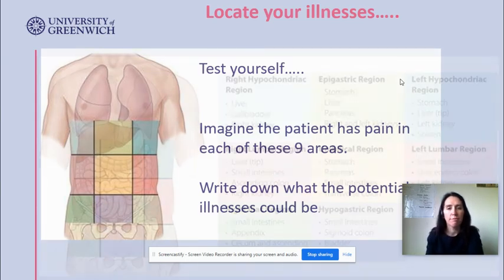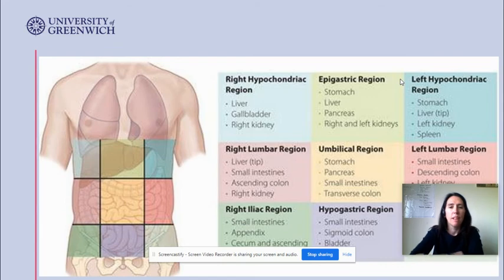Moving on. So this diagram, I am blocking it again, sorry. It tells you the names of the nine areas if you want to refer to them more specifically than quadrants. And it will tell you which organs are associated with those areas. When it comes to those organs, you can think about what illnesses come with them.